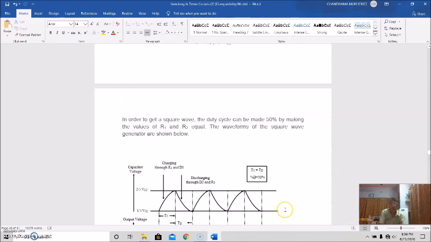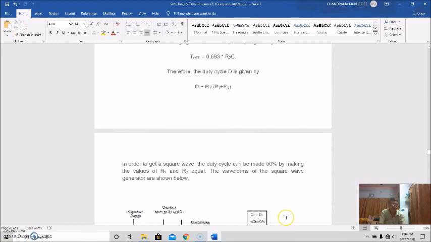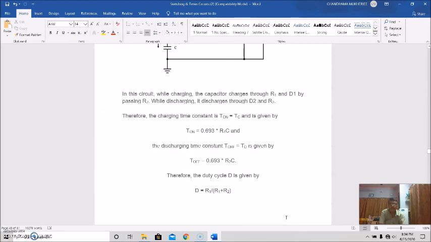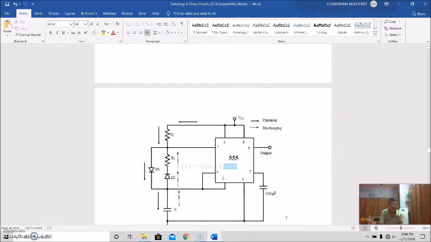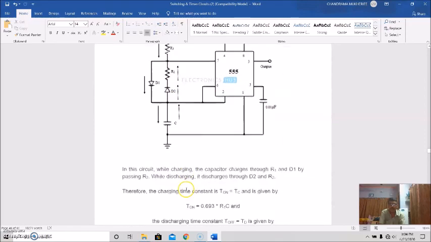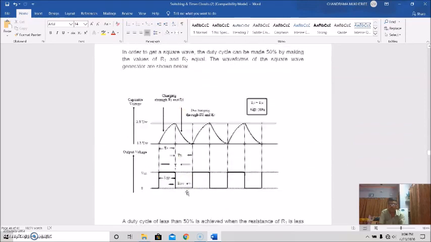So I think all of you got it. I told you that this square wave generator can be made either by using this circuit or by using these circuits.